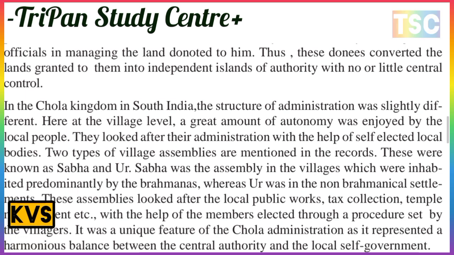In the Chola kingdom in South India, the structure of administration was slightly different. Here, at the village level, a great amount of autonomy was enjoyed by the local people, who localized their administration with the help of self-selected local bodies. Two types of village assemblies are mentioned in the records, known as the Sabha and the Ur. The Sabha was the assembly in villages inhabited predominantly by Brahmins, known as Brahmadeya or Brahminical settlements, and this assembly looked after local public work, tax collection, temple management, etc.